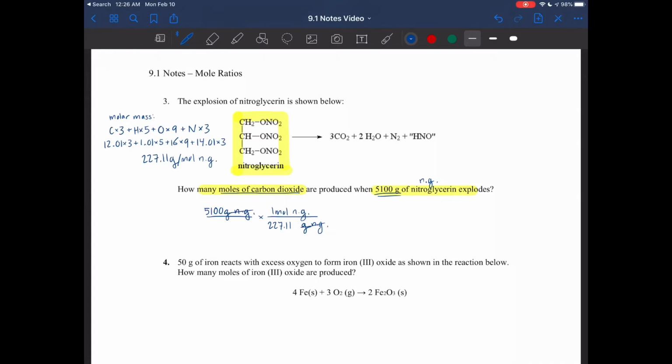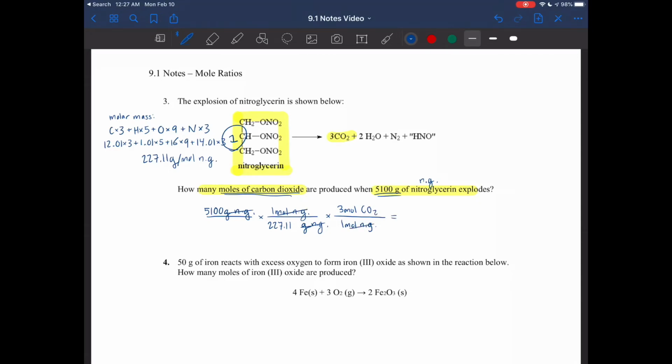However, we're still looking for moles of carbon dioxide. Now, we have moles of nitroglycerin. We can use a mole ratio according to our problem here to convert from nitroglycerin to carbon dioxide. So let's go ahead and do that. It looks like there's 1 mole of nitroglycerin for 3 moles of CO2, carbon dioxide.